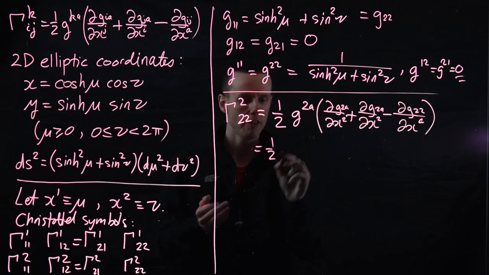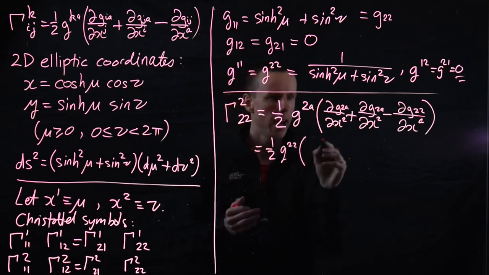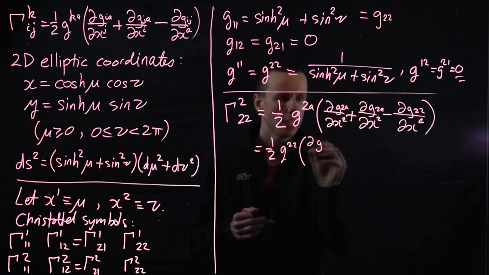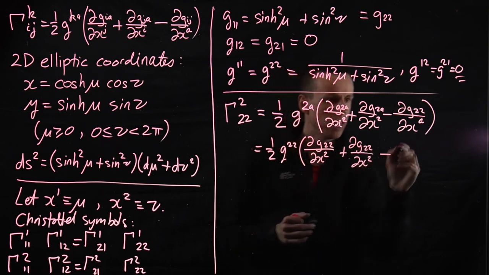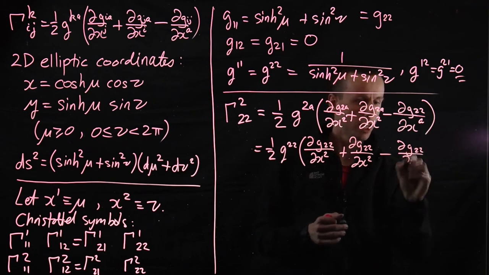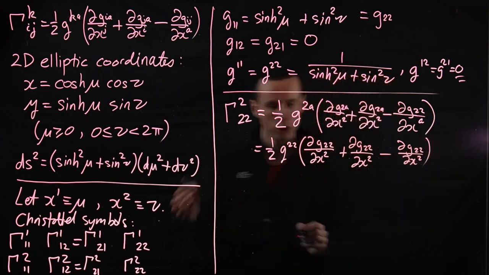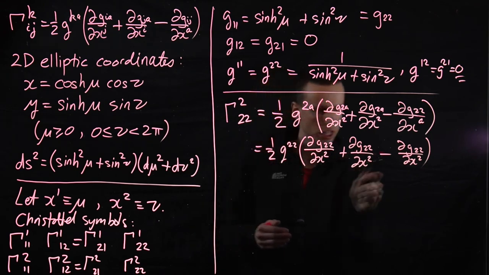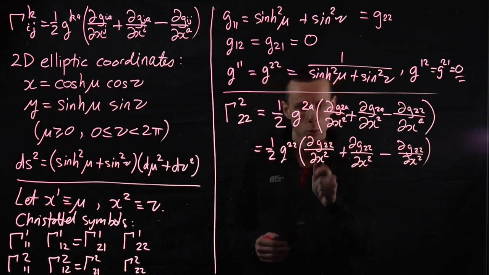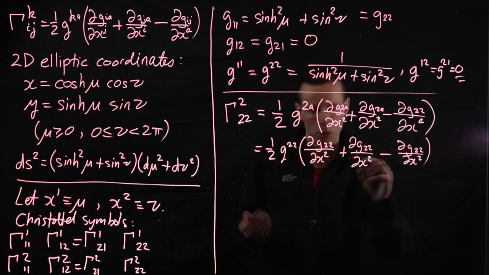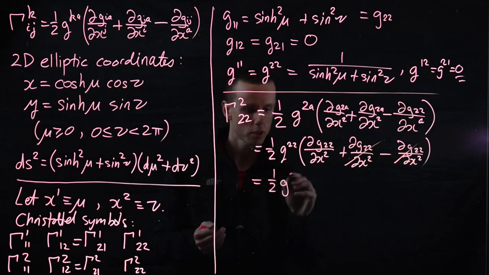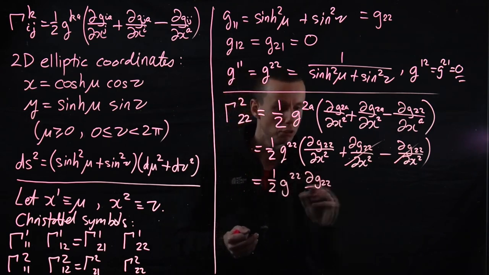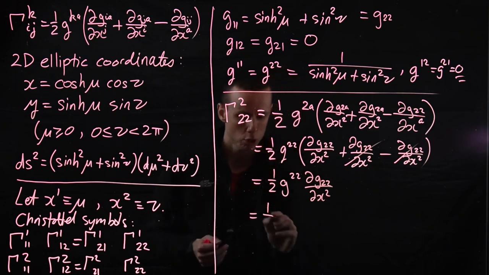So this will just become a half g22, and then everywhere you have an a, it just becomes a 2. So dg22 by dx2 plus dg22 by dx2 minus dg22 by dx2. So turns out in the round brackets this time, those three partial derivatives are all the same. So you've got 1 plus another 1 and then minus 1. So this one cancels out this one, let's say. So you just have a half g22 dg22 by dx2.